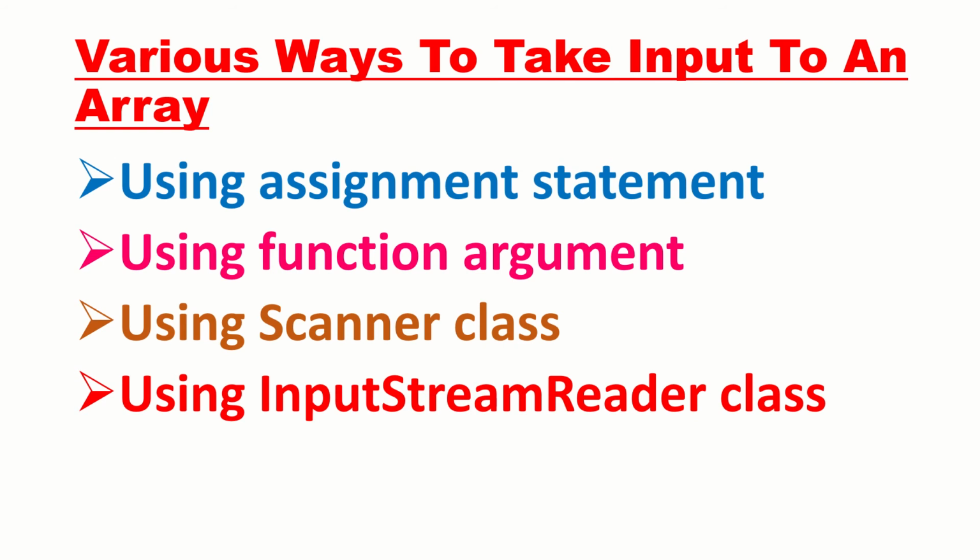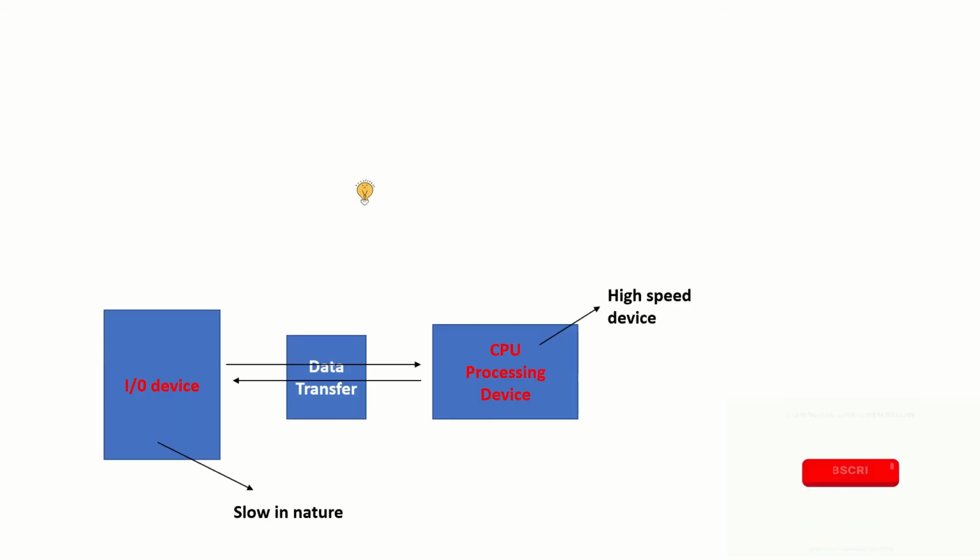Right. So among these four methods, the scanner class and input stream reader class are used to take input from console. So if scanner class does the job quite well, then why do we need to use a buffer reader class or input stream reader class, right? So let's quickly start this and just see what is there.